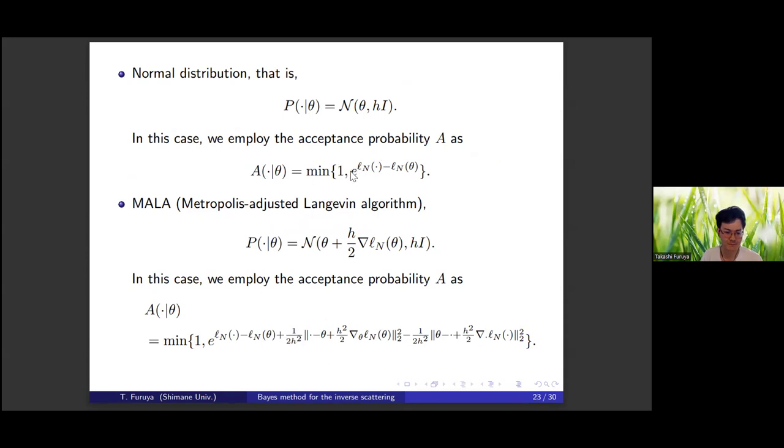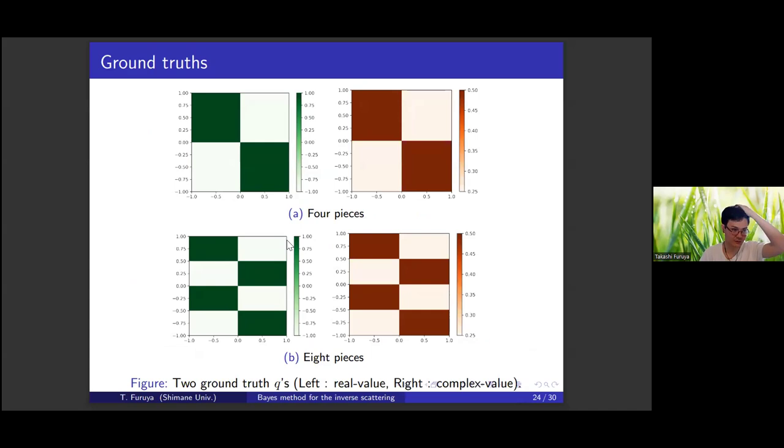It uses the likelihood function. And there is MALA, the Metropolis-adjusted Langevin algorithm. This is not so familiar, but it is also a normal distribution, with a mean that is a little bit different: the derivative of the likelihood function is added to the mean. We call this MALA. And then I show some numerical experiments for the four algorithms.